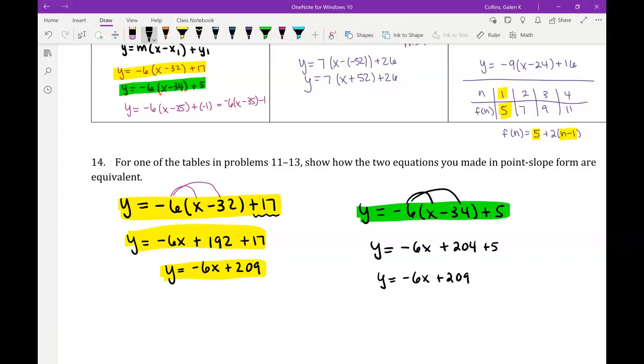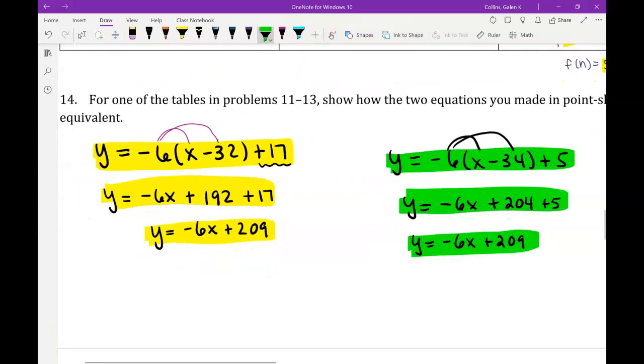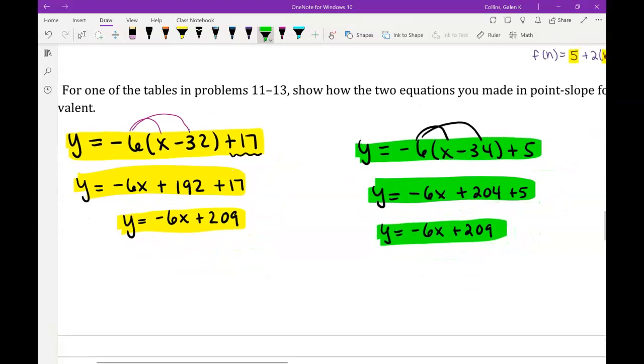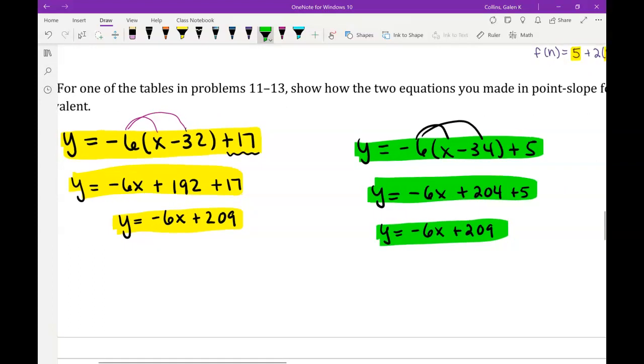So what we effectively just did is we rewrote these equations in slope-intercept form. And a line only has, well, a function only has one y-intercept. So with that being the case, if I put these both in slope-intercept form, they should be the exact same, and they are. All right, Collins out.